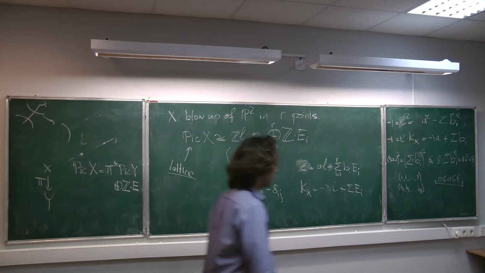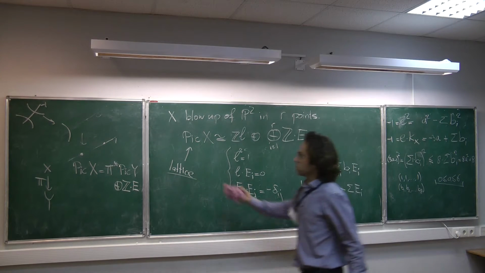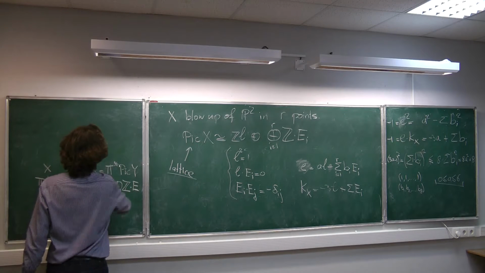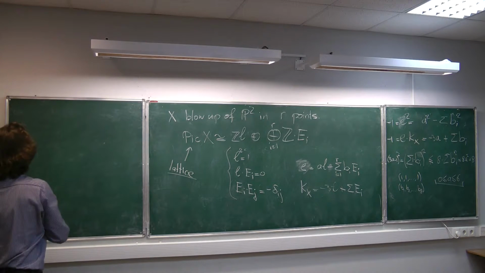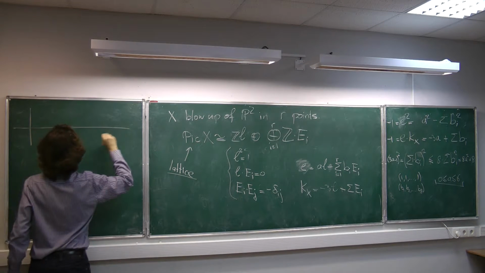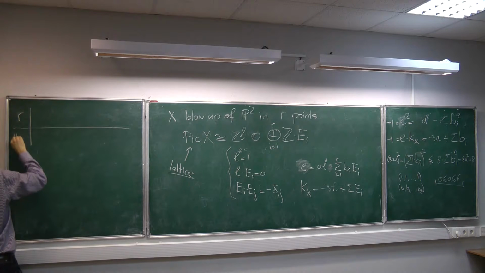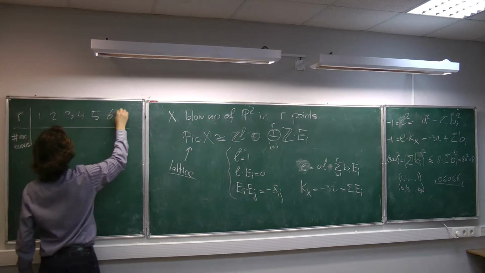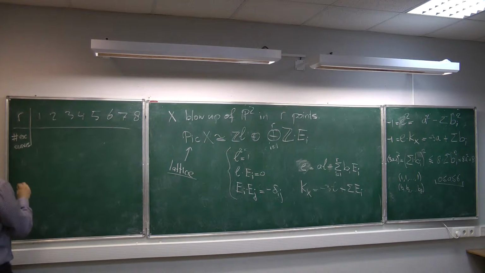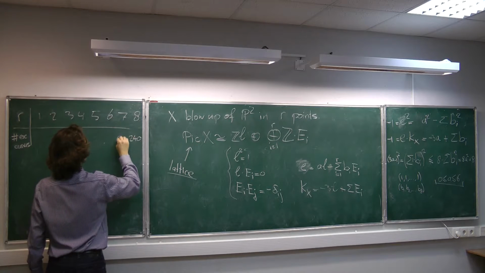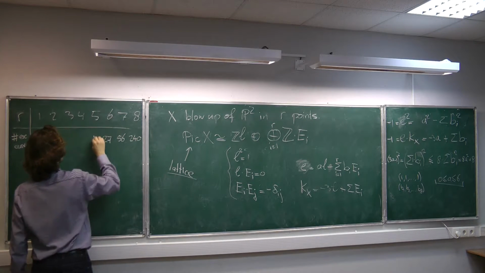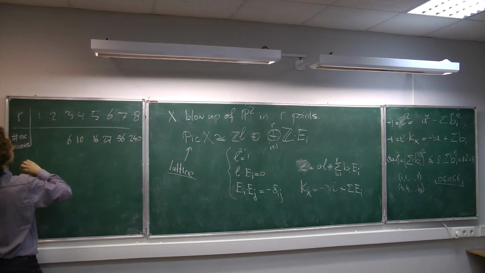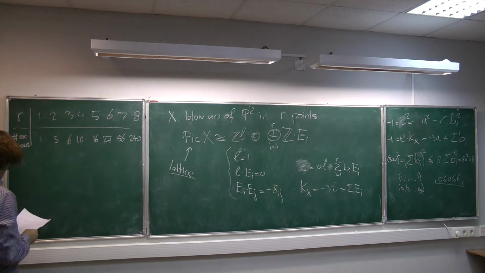And in fact, I can tell you exactly how many solutions there are. Namely, for r and a number of exceptional curves, if you blow up 1, 2, 3, 4, 5, 6, 7, 8 points, this is 240, 56, 27, 16, 10, 6, and 3 and 1. Am I doing that right? I think so.